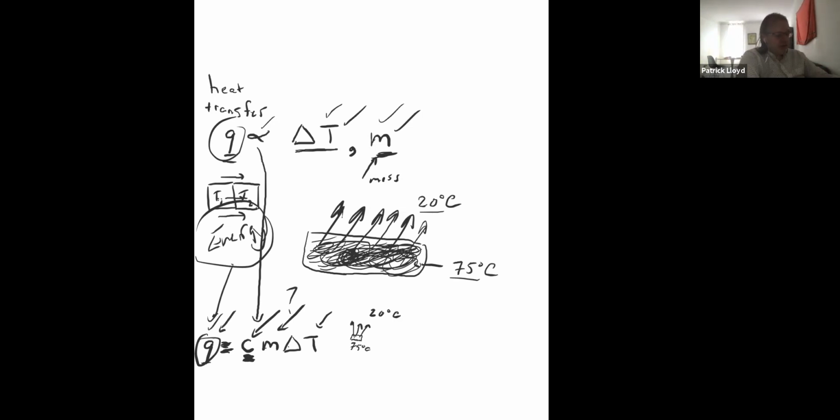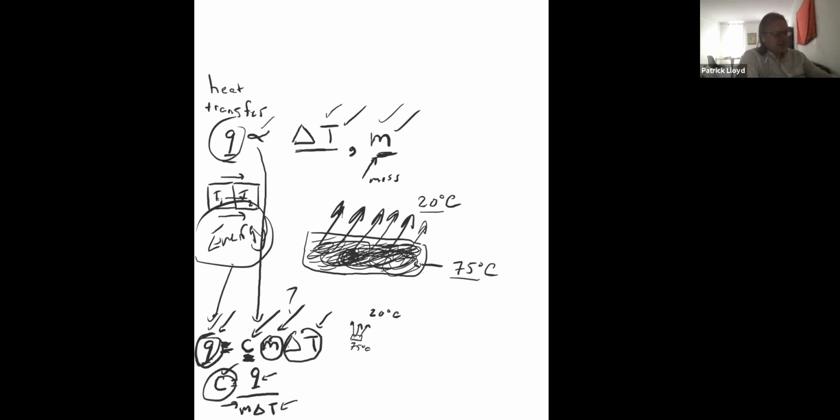So if you know this, and you know this, and you know this, then you can just say, hey, I can figure this one out now. C is just going to be Q over M delta T. And so now I measure these ones, and now I've got this. And that's essentially what you do.